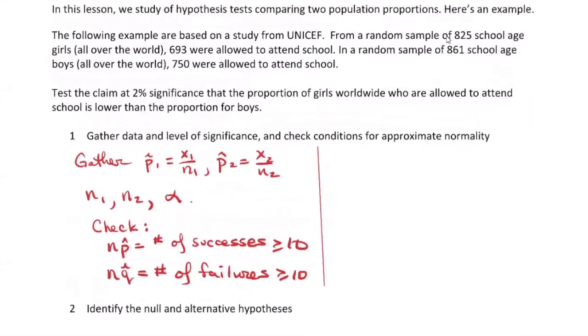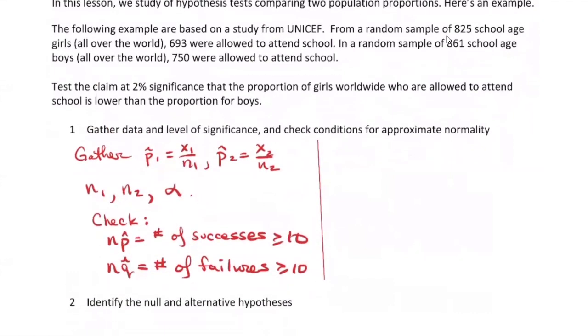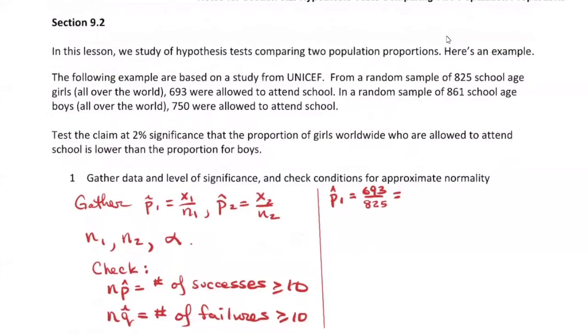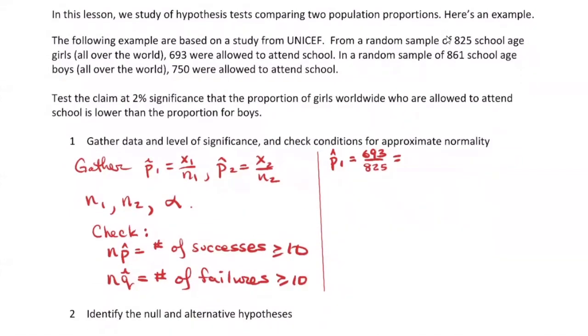And of course, we've got a problem to do here. So P hat 1, this will be for the girls. It's 693 out of 825 girls altogether. And these are just girls sampled randomly from all over the world. This is simulated based on a UNICEF study that I looked at several years ago. So 693 divided by 825, and let's keep three significant figures. Oh, except it's exactly 0.84. Okay, any questions?